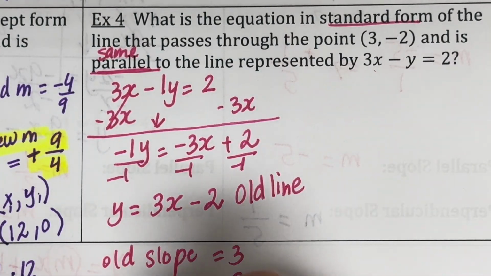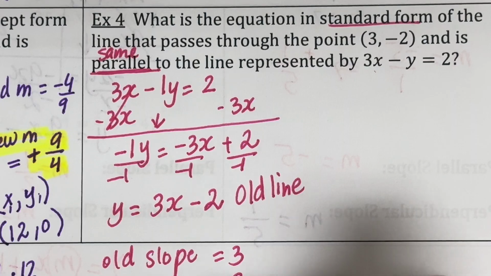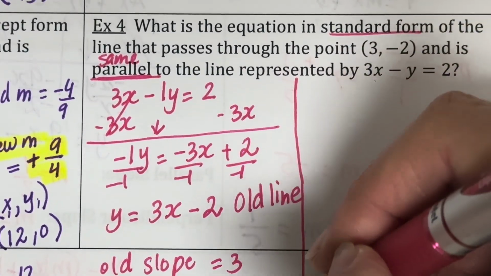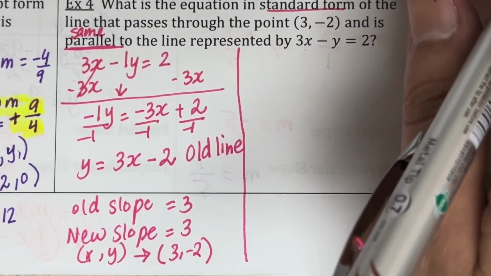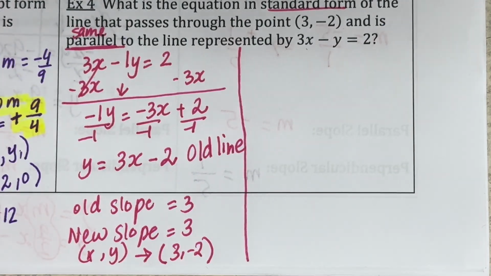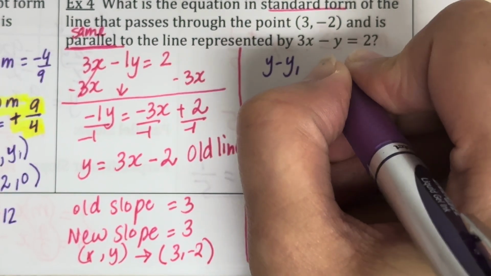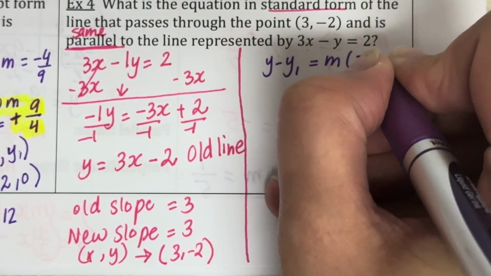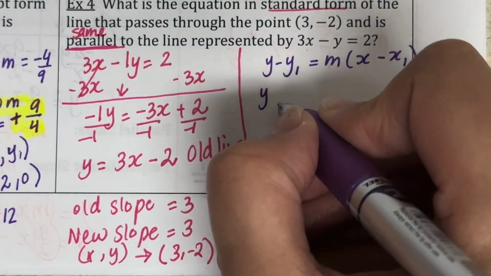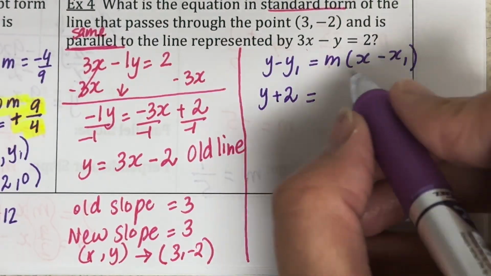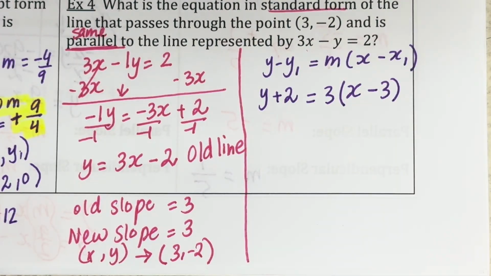I need the point. Point is 3, -2. And now I'm going to be using my point slope form to solve the question further. So copy down this point slope form, y minus y1 equals m times x minus x1. Y minus 2, I'm going to make it plus 2 right away. You know it by now. Slope is 3. X1 is 3, so there you go.